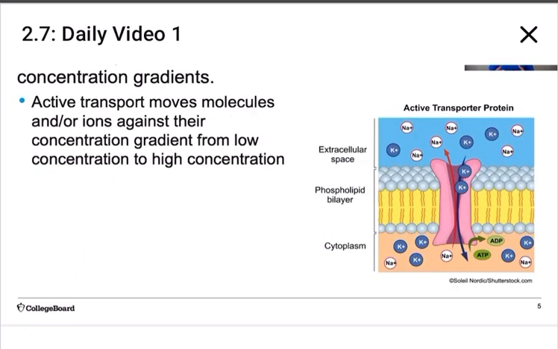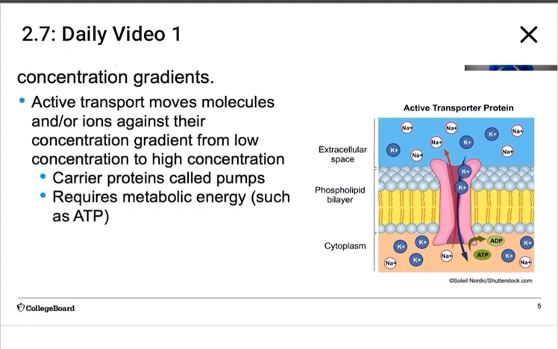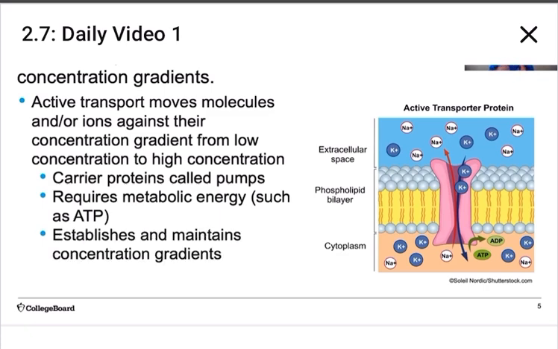Active transport moves molecules and/or ions against their concentration gradient, from a low concentration to a high concentration. They rely on carrier proteins called pumps. They need metabolic energy, such as ATP, and they help establish and maintain concentration gradients.